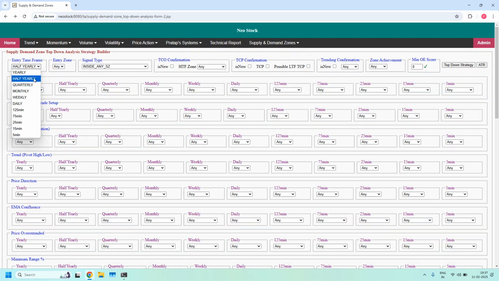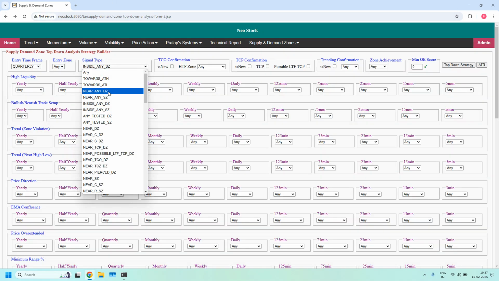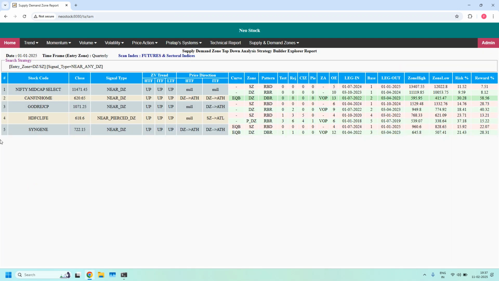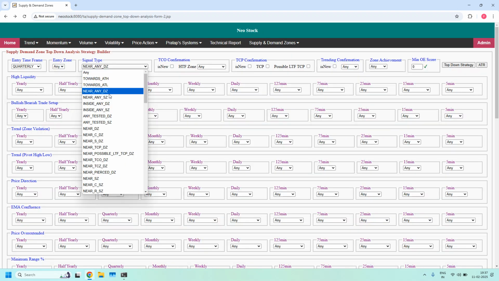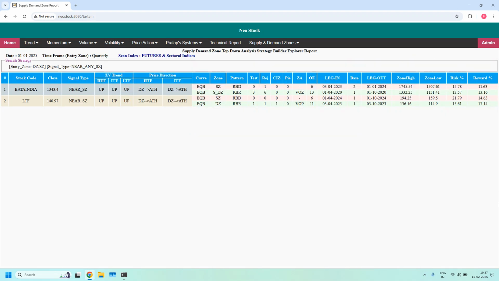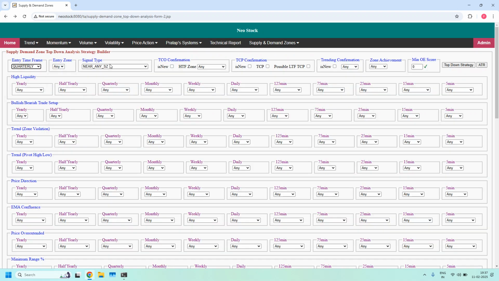Next time frame is quarterly, stocks near quarterly demand zone. We got 5 stocks. Next, quarterly time frame, price closed inside the quarterly supply zone. We got 2 stocks. Next, quarterly time frame, price closed inside the quarterly demand zone.